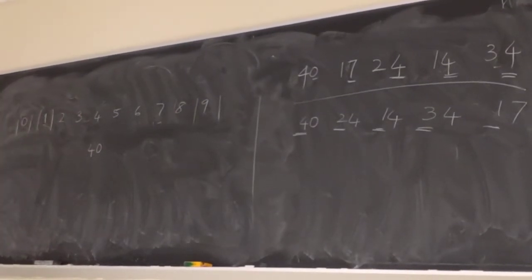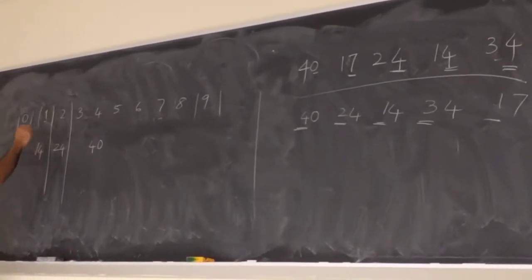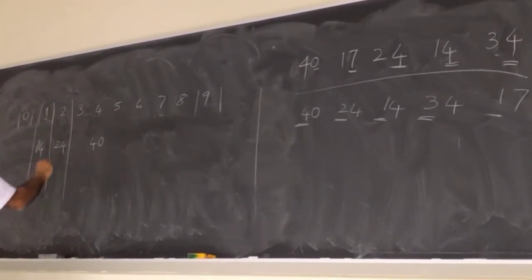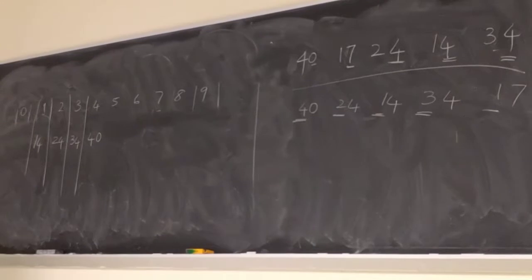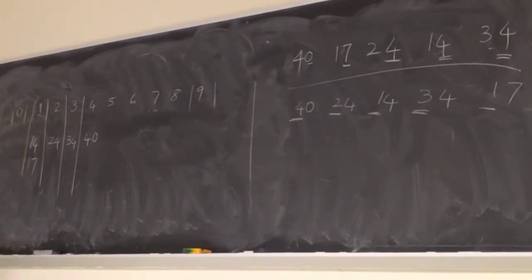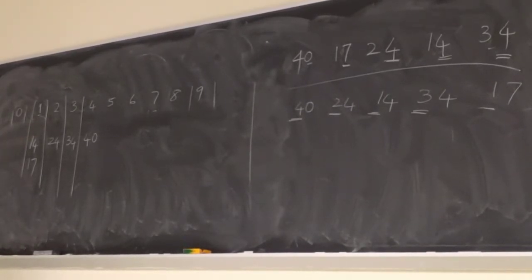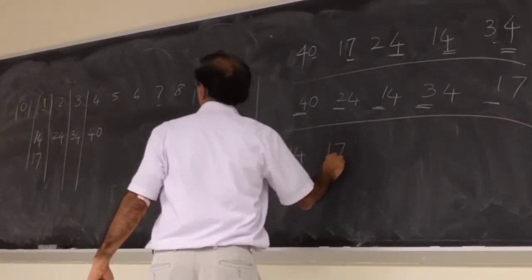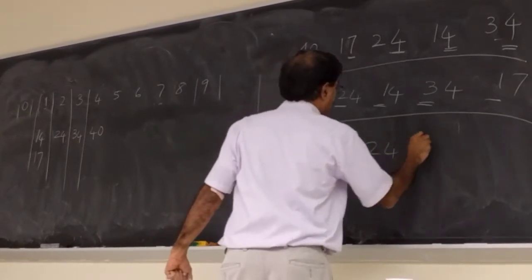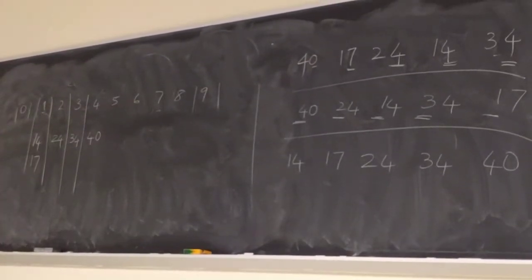So then you have 24, which is going to go in this one. Then 14 is going to go in here. 34 is going to go in here, and 17 is going to go in here. So we are done. Now we concatenate the contents of the bins. Now we have 14, 17, 24, 34, and 40. So we finished sorting the numbers.